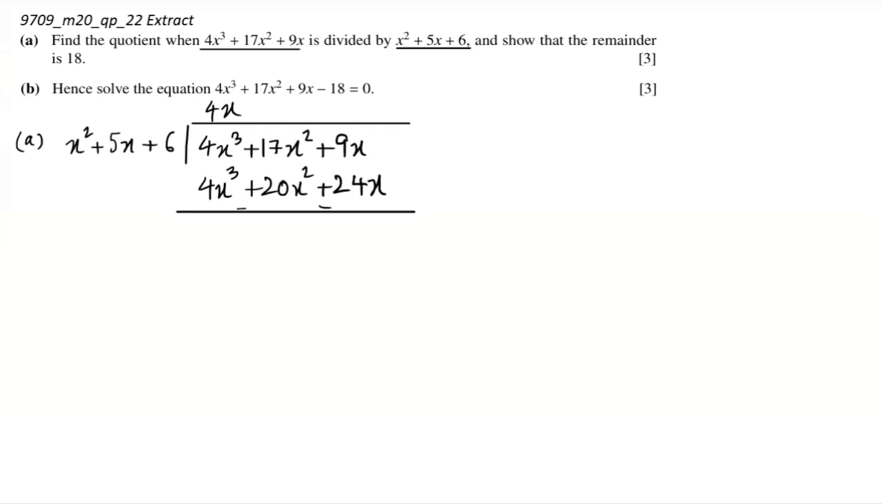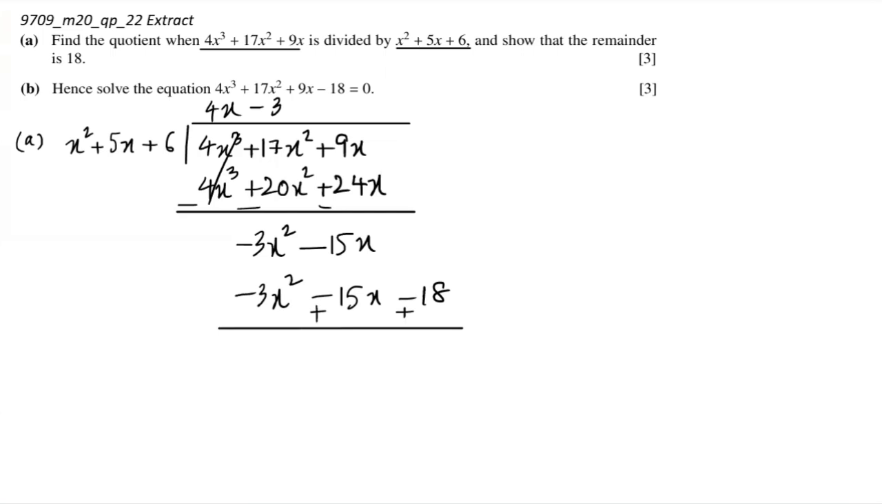Okay, so we subtract the lower value, which will be negative 3x squared and a negative 15x. Now we multiply with a negative 3. This will become negative 3x squared minus 15x and minus 18. Okay, when you subtract it, you will get 18 as remainder, which was required. So we had to show that 18 is the remainder. So this is my remainder. Okay, and this is the quotient which was required. So that's part A. Next part.